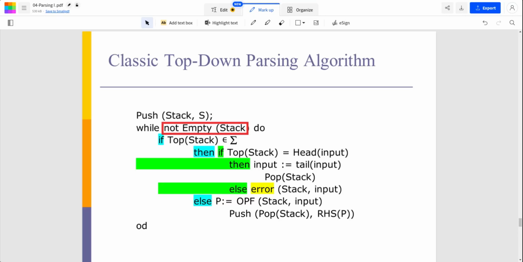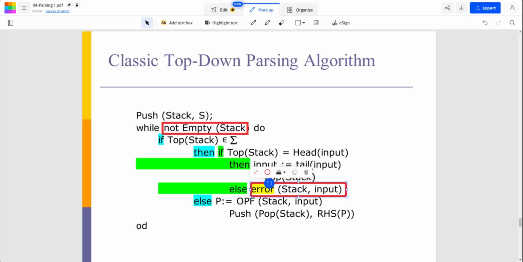In that case, the algorithm continues until the stack becomes empty, which indicates the parse is complete. The other case is that the algorithm continues until it produces an error. That is this case. In this case, the algorithm produces an error. The algorithm handles two scenarios. What are those two scenarios?